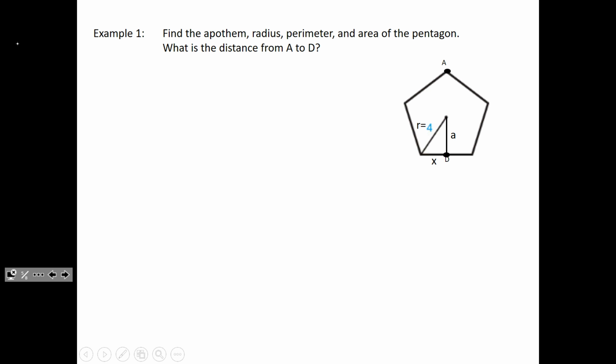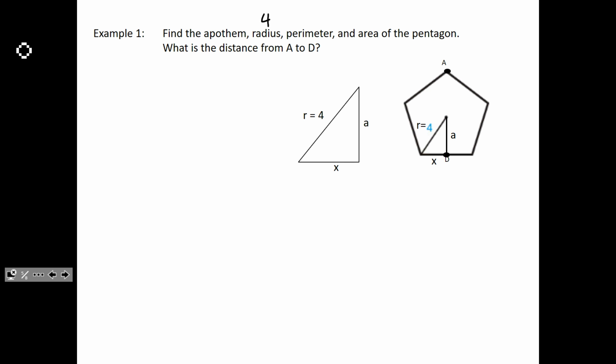Okay, so here's the pentagon that they drew for you. There's the triangle that's inside of it, enlarged. They gave us that the radius is 4. So they already answered that part for us right here. Radius is 4. So I just have to find the other 3 terms.